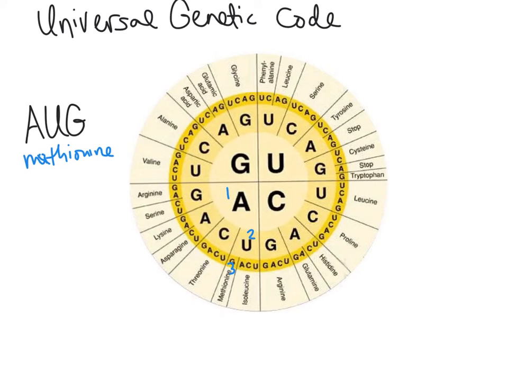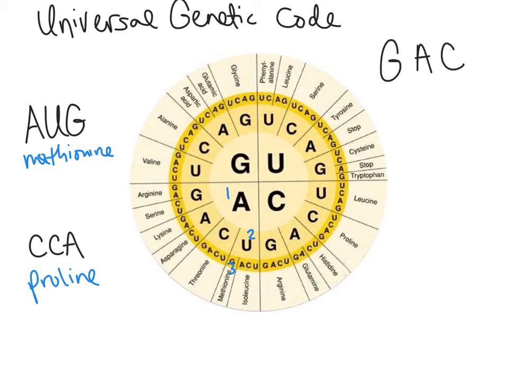If we look at a second one, I'm just going to pick CCA, randomly. If we look at CCA, you'll notice that anything that starts with the first 2 letters CC, so CCU, CCC, CCA, CCG, all correspond to the amino acid proline. Now, why don't you try to do GAC? Do that one on your own. Take a moment. And hopefully you have found out that GAC corresponds to the amino acid aspartic acid. So you can see this is how you can use the universal genetic code.